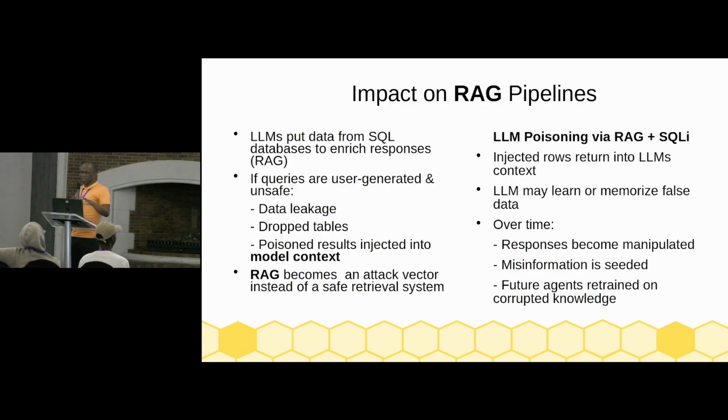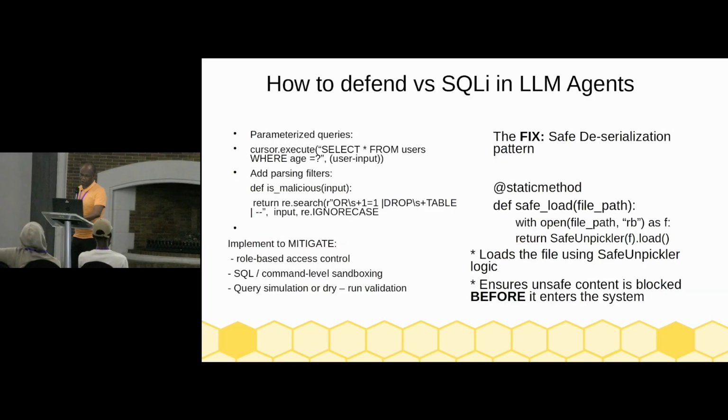So all of these open the door for RAG. Instead of being a convenient tool, a good retrieval system for updating your data, it actually just provides another surface of attack to your compute system. And poisoning, I think we spoke about it when we talked about LLM poisoning via RAG and SQL injections. If your data is poisoned, your LLMs can actually learn or memorize false data. So over time, your responses from your AI agents become manipulated. And obviously, that's also the opportunity to seed misinformation from your AI agent, and future agents trained from that will then carry corrupted knowledge.